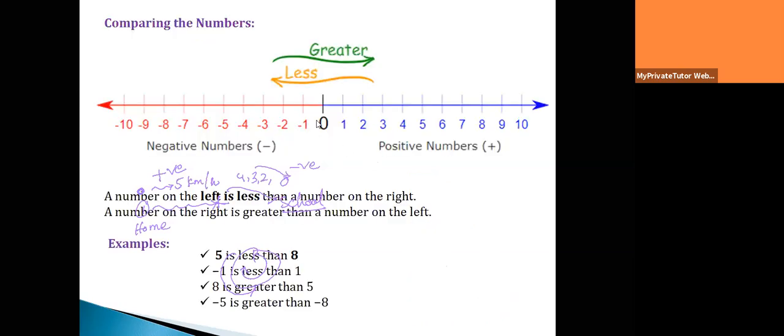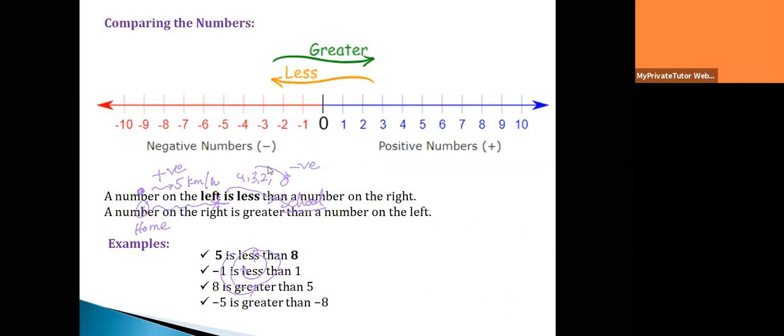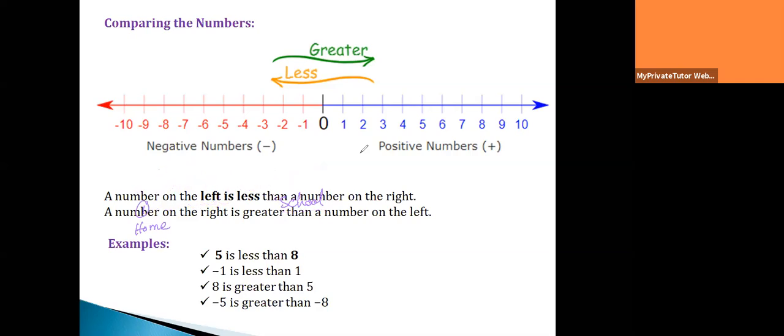You can see a comparison between numbers here. Just take a look at this. On the right side, after 0, 1, 2, 3, 4, it is greater, it is increasing. So these are positive numbers after 0. Before 0, on the left side of 0, it is decreasing, so these are negative numbers.